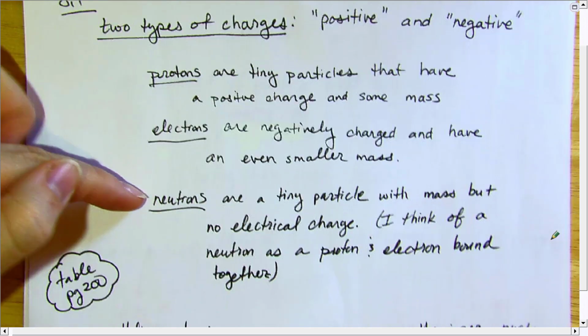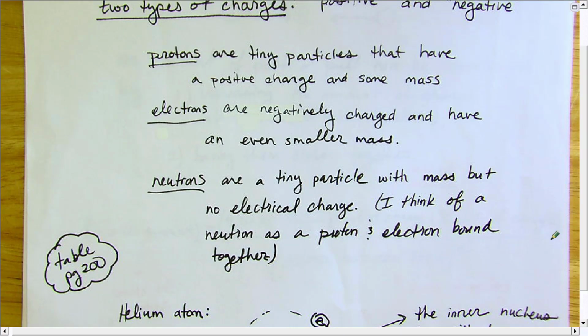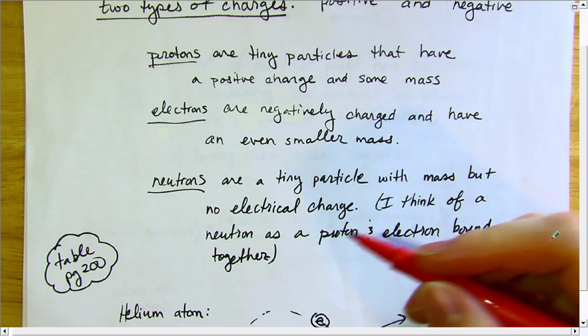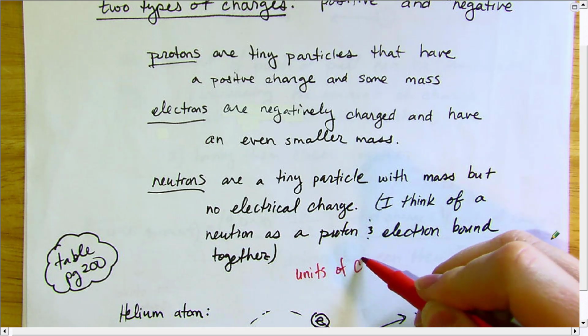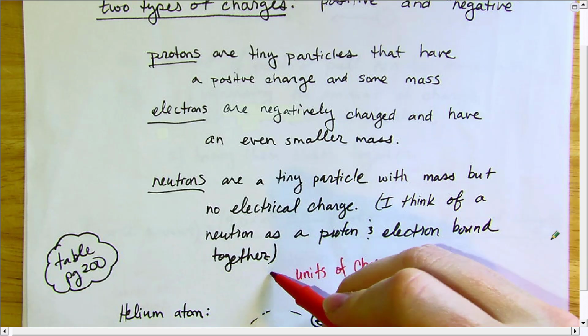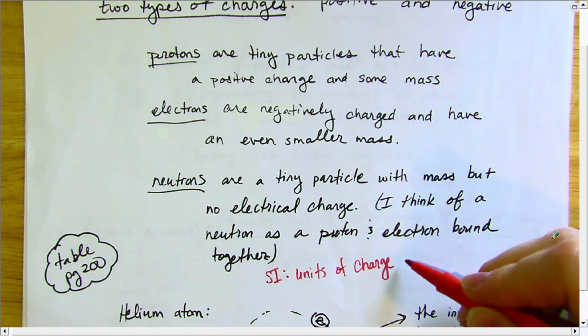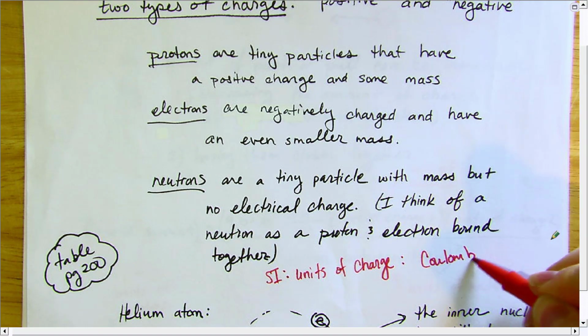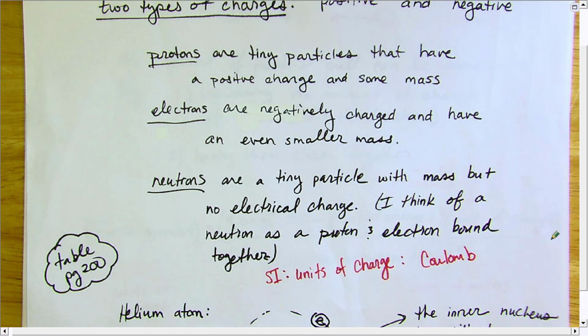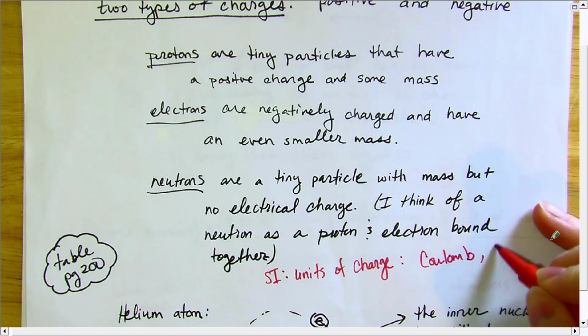Now, their masses and their charges, like how much charge do they have, is listed in a table on page 200, or Google has it as well. But the units of charge, or at least the SI units of charge, is called the coulomb. So we might say there's 5 coulombs of charge, or 2 coulombs of charge. Or if it's negative, we could say negative 1 coulomb of charge. And it's abbreviated with a capital C.